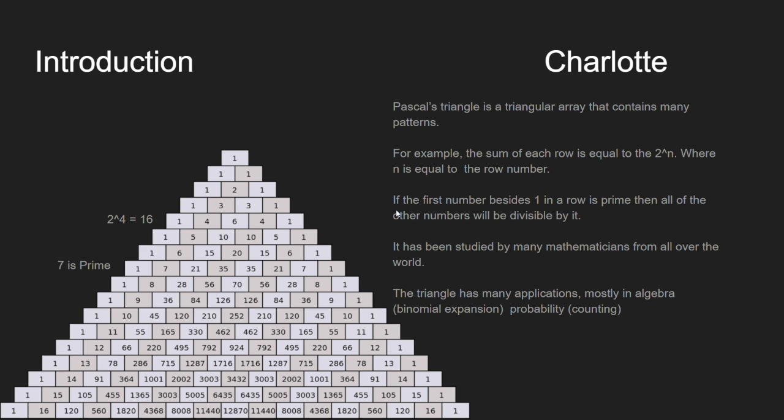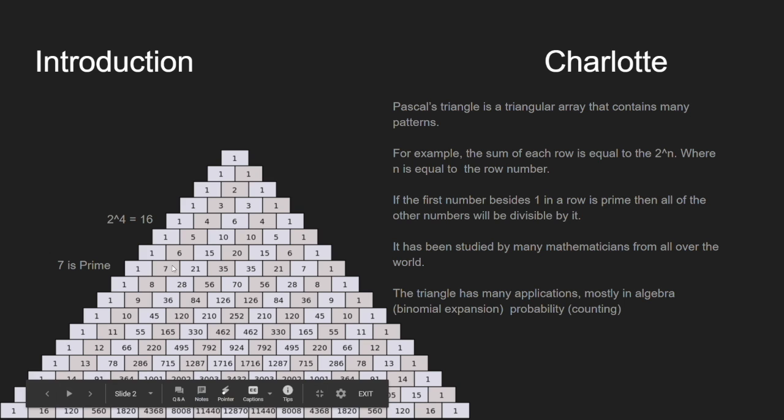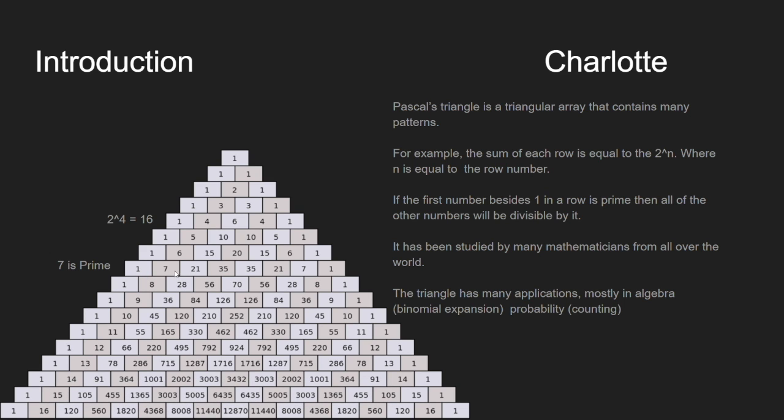Another pattern is if the first number besides 1 in a row is prime, then all of the other numbers will be divisible by it. So we have an example down here. 7 is the first number in this row besides 1, and 21 is divisible by 7 evenly, so is 35. Again, 35 is divisible by 7. 21 is divisible by 7, and then 7 is of course divisible by itself.